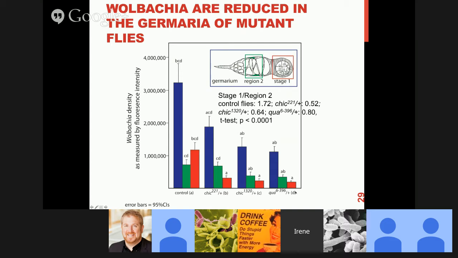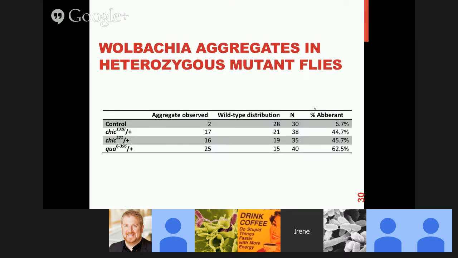And you can actually quantify statistically the difference here. If you look at the ratio of fluorescence intensity in stage 1 compared to region 2, it's 1.72 in our control fly, so there's more staining seen in the earliest stages of oogenesis than there is in region 2. And then you see in our heterozygous mutant flies a reversal of that. It seems like all the staining is in region 2 and potentially in these Wolbachia aggregates, and you see much less staining in later localization to what would be the developing oocyte.